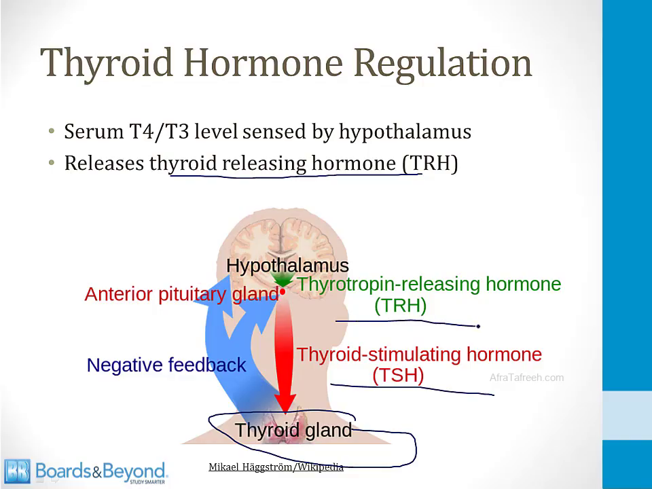When the level of thyroid hormone in the plasma rises, this exerts negative feedback inhibition on both the release of TSH from the anterior pituitary and the release of TRH from the hypothalamus. When the level of thyroid hormone falls, that negative feedback inhibition is released. As a result, TRH is released from the hypothalamus, and then TSH is released from the anterior pituitary, and that will stimulate the thyroid gland to make more thyroid hormone.